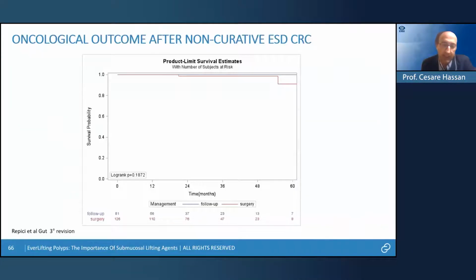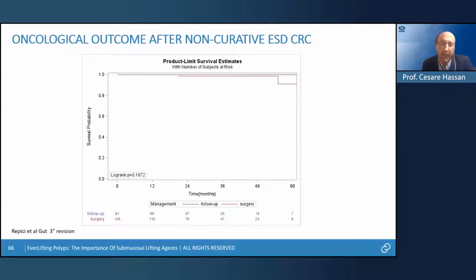And what we did in a very big international consortium was to look at the fate of those who had a non-curative ESD. So I did an ESD, and then histology came back with a high risk T1. What happened to this patient? Less than half was operated, and the remaining half was not operated based on a multidisciplinary choice. And when we followed those who were not operated, we actually had no malignant recurrence. So even after non-curative ESD, you need to choose wisely between wait and see and surgery.